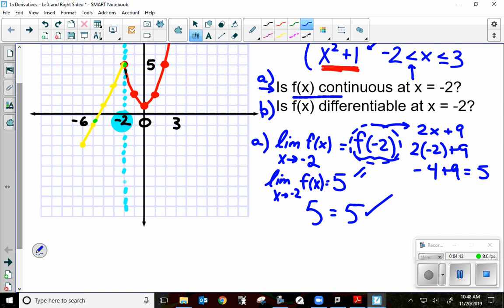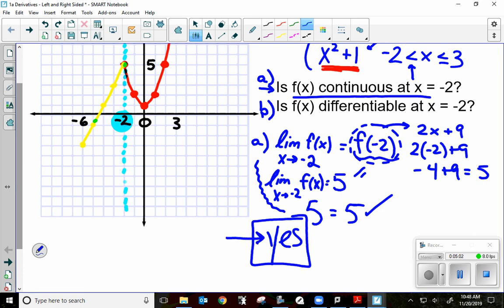Is f of x continuous at x equals -2? Yes. Please answer it. You have proved it with your math work so wonderfully. Now answer the question. And it is yes. Okay? All this work here is justification, but this is the answer. We justified our answer. Please do not forget to answer the question.